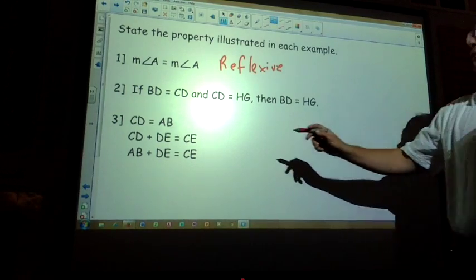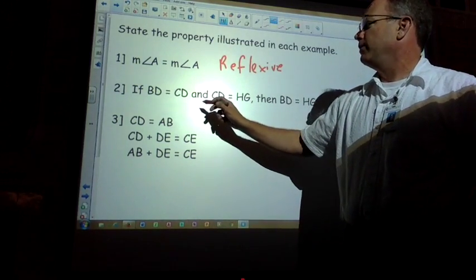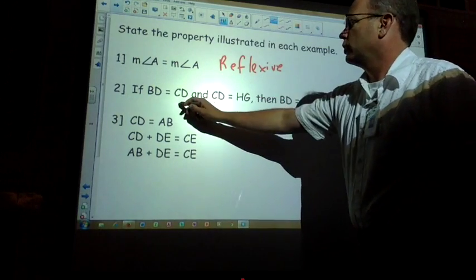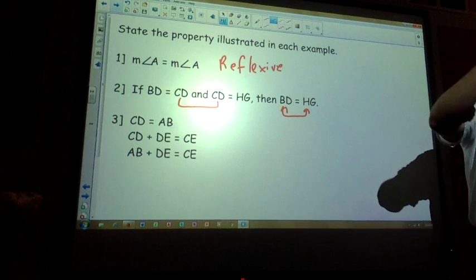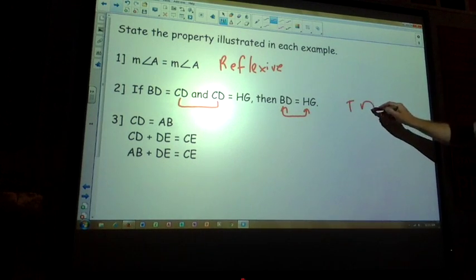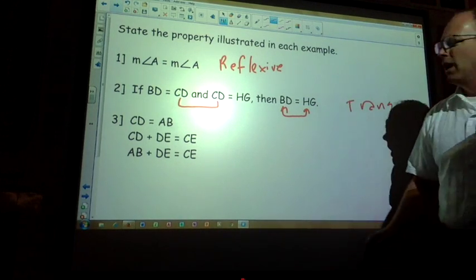All right, so take a look at this. I have BD equals CD. CD equals HG. So these are equal to each other, so then I can say this. What property? Transitive. Okay? And then what's going on here?